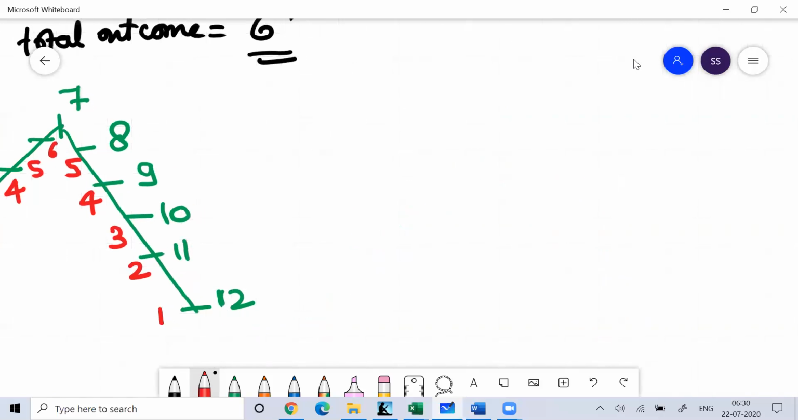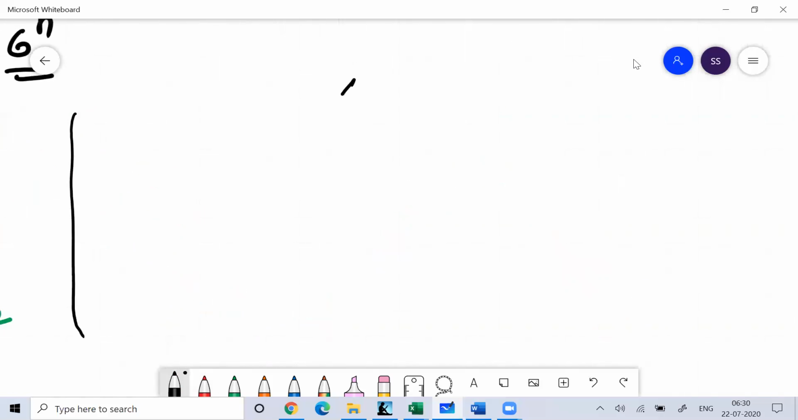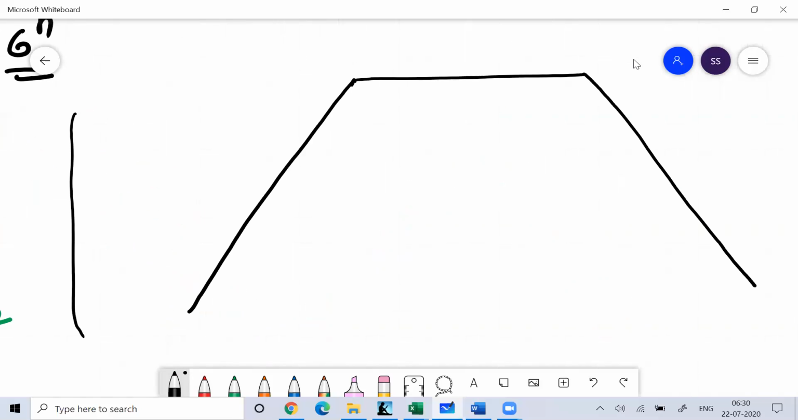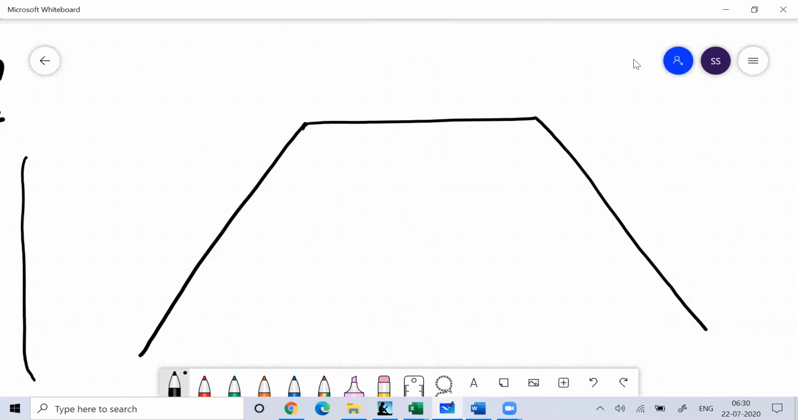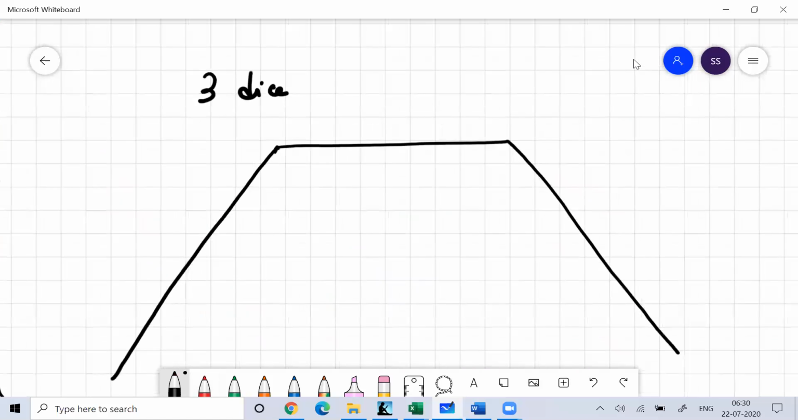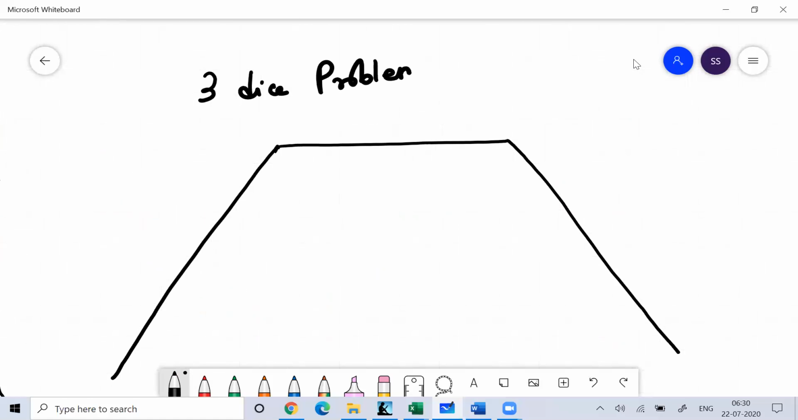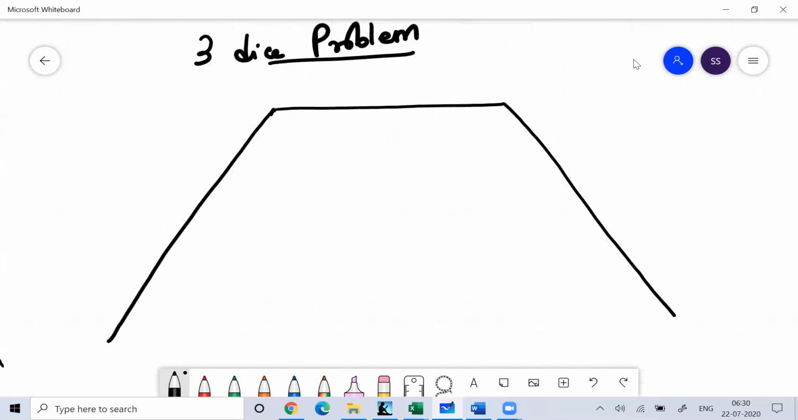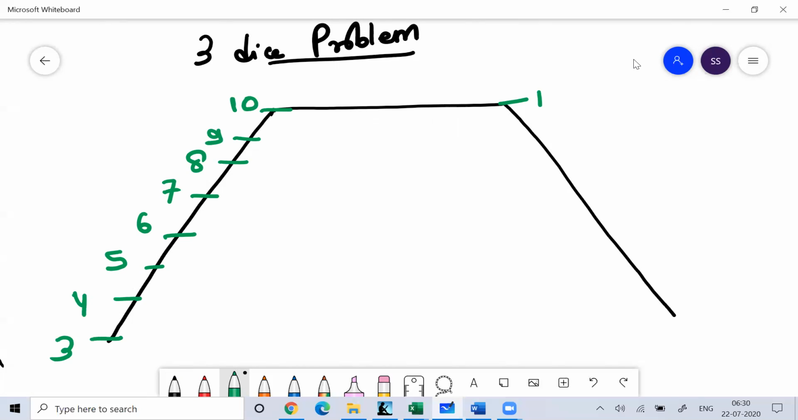Talking about the three dice problem, you can remember it like this. If I talk about the three dice problem, you can keep this in your mind. For the sum value, the minimum sum will be 3, and it can be 4, 5, 6, 7, 8, 9, 10, 11, 12, 13, 14, 15, 16, 17, 18.